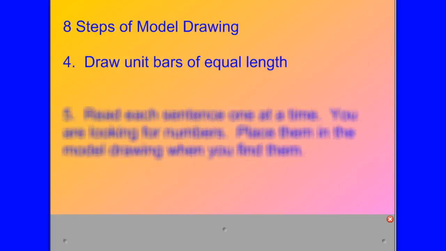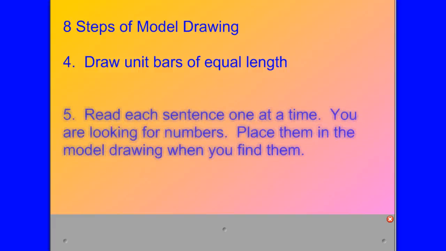The next step then is to draw unit bars of equal length. A lot of times you're just drawing 1 bar, sometimes you're drawing 2 bars, sometimes 3 bars. It all depends on how many things are involved in the problem. But you draw a unit bar of equal length.